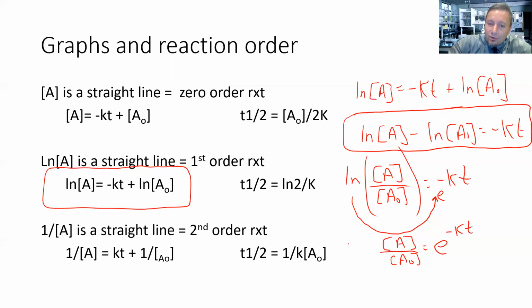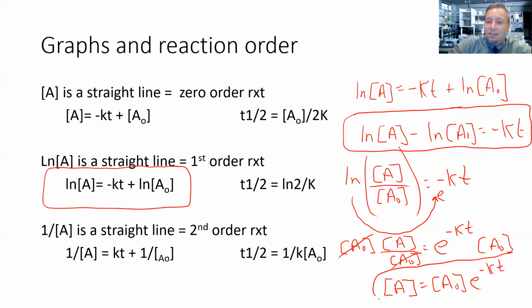So another thing that I could do is multiply both sides by the original concentration. Cancels off here. So this form right here is really important. You'll use this quite a bit. The concentration final equals the concentration original multiplied by e raised to the negative KT. And this is a very useful formula. And we're going to look at that here in a little bit. So very important to be able to use that.